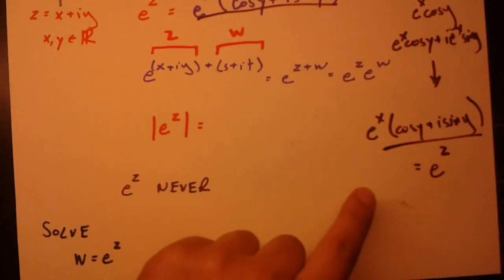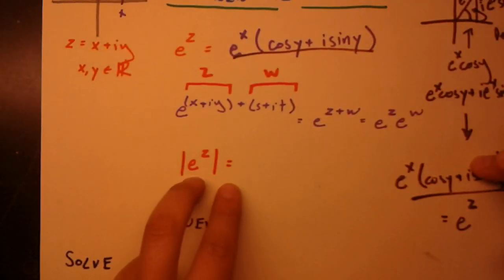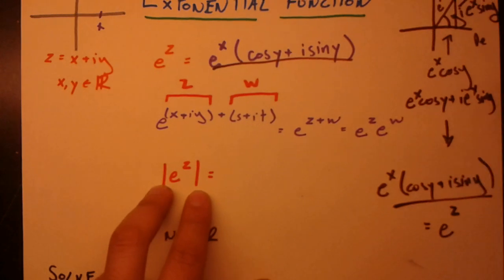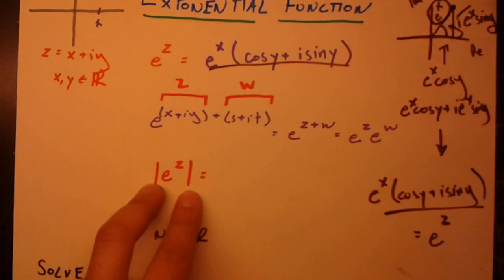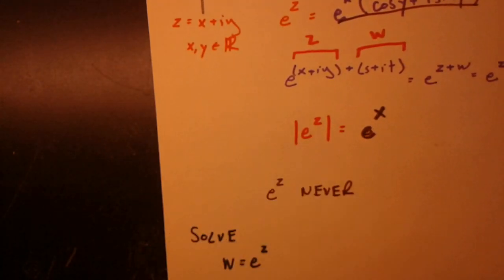So we found that this point right here is e to the z, and we want to find the modulus of e to the z, and we found that it's given by e to the x, because that's the distance from that point to the origin. So that is a good thing to keep in mind also.